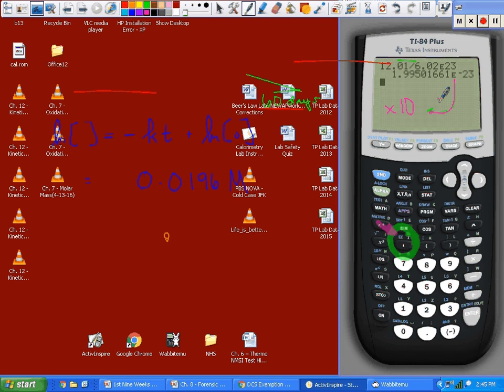All right, do 12.01 divided by 6.02. The button above the number 7. No, because the button is the EE button. All right, did everyone get 1.995 something times 10 to the negative 23rd?